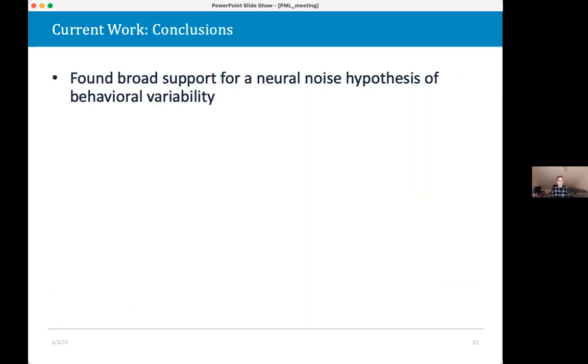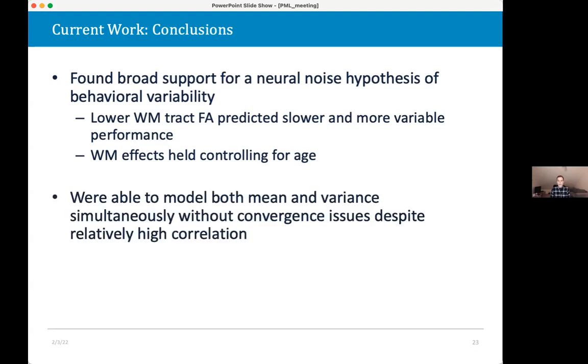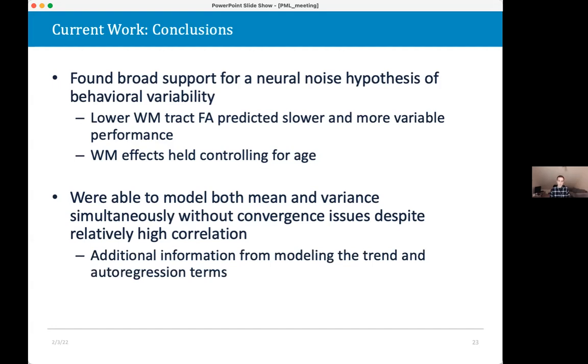Okay, so broadly, we found support for a neural noise hypothesis of behavioral variability where impaired white matter microstructure is related to greater variability as well as slowing of mean performance. The white matter effects hold controlling for age, so it's not purely age effects. There's also a specific role for white matter. And from a modeling perspective, we were able to model both the mean and the variance within individuals simultaneously without any convergence issues, despite a reasonably high correlation of the observed measures in the data. We also got additional information from modeling the trend and autoregressive terms. So even if the effects weren't significant, it's important that we're teasing out the variability associated with those terms.